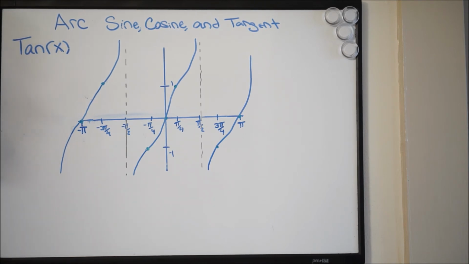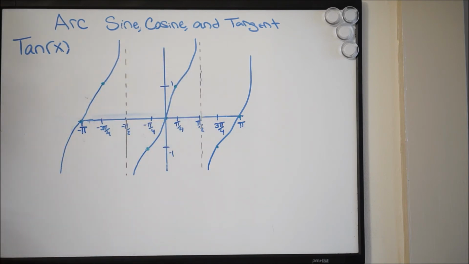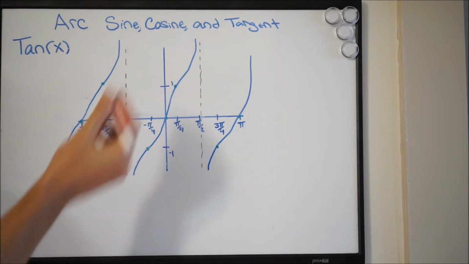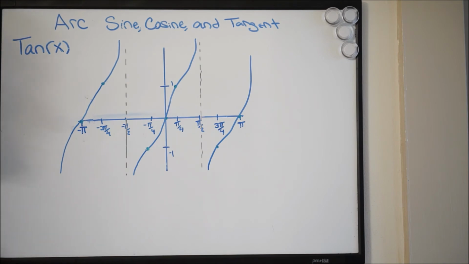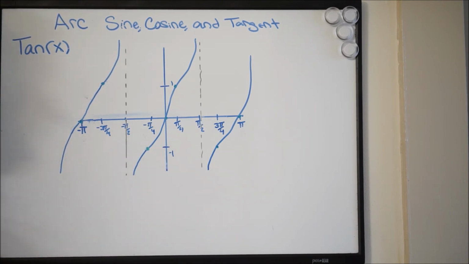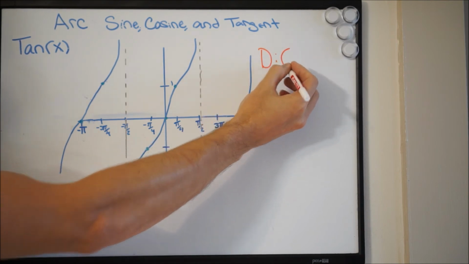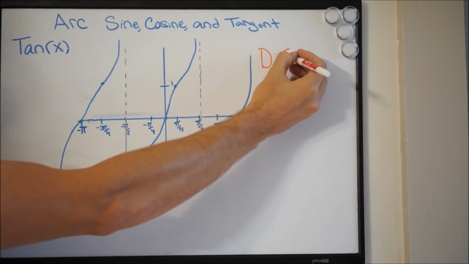Now this is a little bit different than sine and cosine because we have vertical asymptotes here, okay? Meaning that the curve is approaching, but it's not actually going to that value. So for example, our domain will be the following here. Now instead of using brackets, we're going to use parentheses because we're approaching, but we aren't actually on that point. So for example here, we're going to go from negative pi over 2.